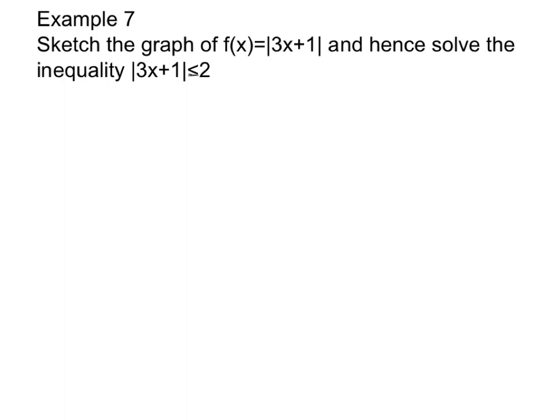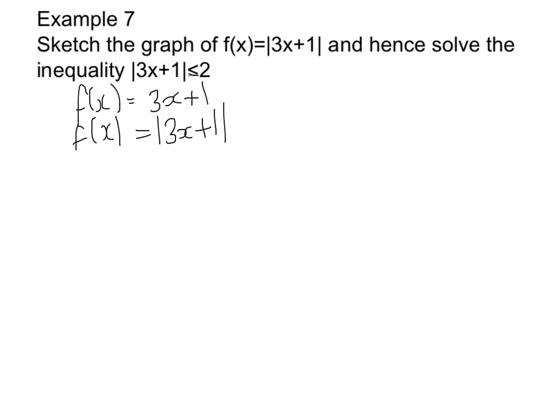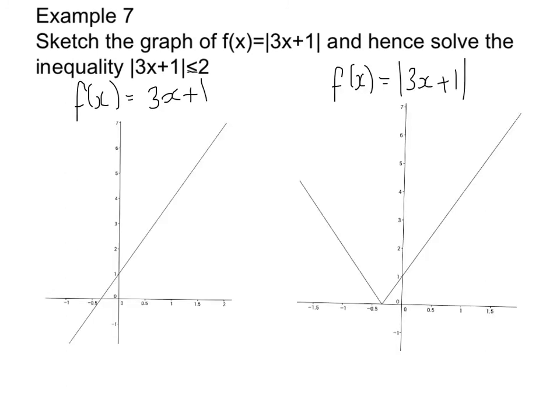For example 7, we're asked again to sketch our graph. So again, we're going to start off with f of x equals 3x plus 1. And then from that, you're going to look at the negative y values to get f of x as the modulus of 3x plus 1. So let's look at those two graphs. As usual, we look at the negative y values, reflect them in the x-axis, and get this graph here.